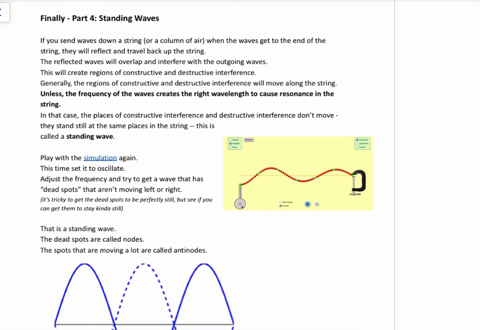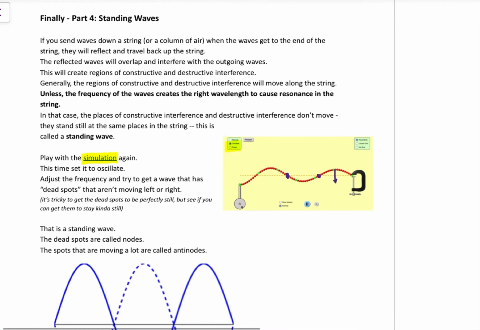What I'd like you to try and do, I'm not very good at it, so I don't have a video of it, is go back to that simulation, set it to oscillate this time, and play with it. See if you can get dead spots on the string and lively spots. If you do it right, maybe it's right about here, that spot on the string will always stay on the dotted line.